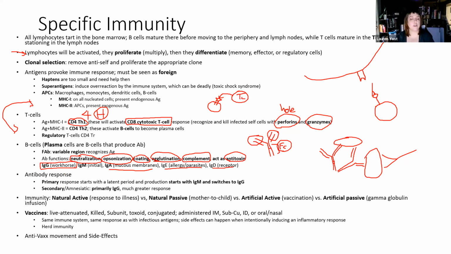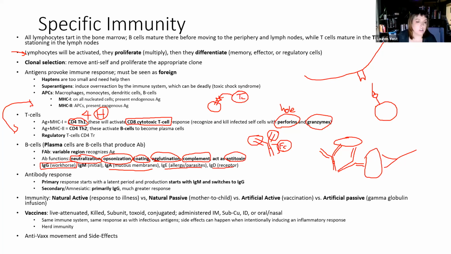So essentially, whenever you first see an antigen, remember an antigen is anything that provokes an immune response. Our primary response is the first time that you're seeing it. We have a sort of latent period, which is first we have the whole innate response. Then we have to get our antigen presenting cells out to our lymph nodes and everything to activate the appropriate T cells, T helper cells. And then the T helper cells have to proliferate, and then they have to differentiate.